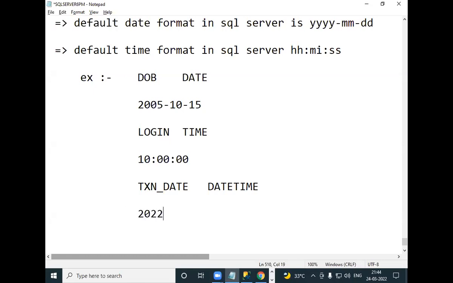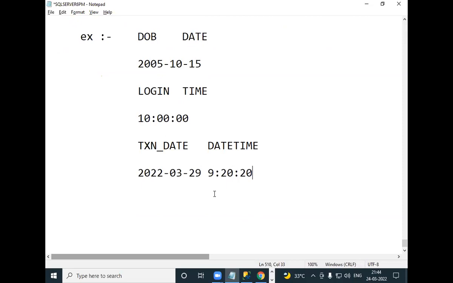Today means 2022. Next, the month, 003, and next one 29. Morning 9 o'clock, so 9:20, suppose some 20 seconds like that. Okay? Morning, suppose 9:30. You have done the transaction in the morning at 9:30. It is stored like this.